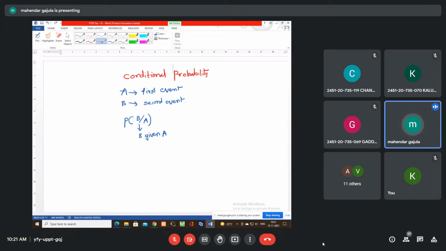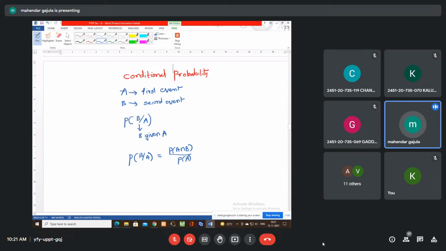First, let us complete this. P(B given A) is equal to P(A intersection B) divided by P(A).